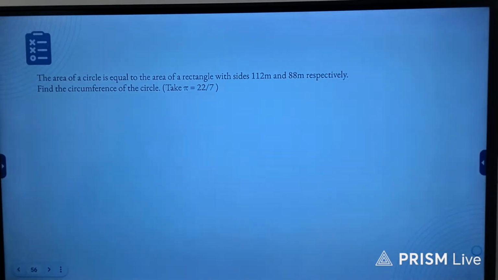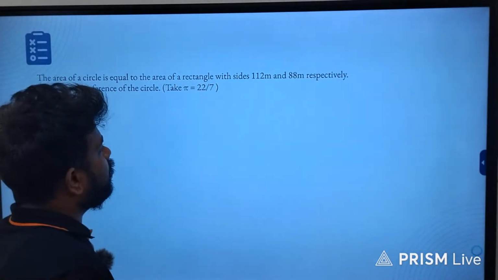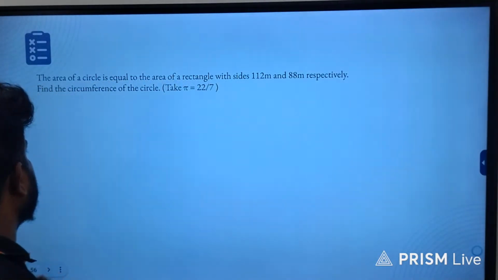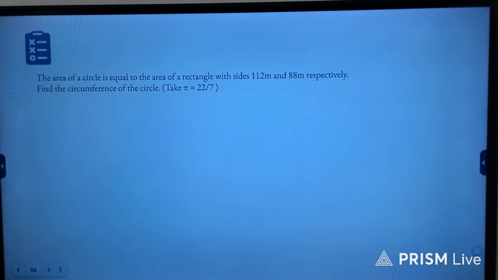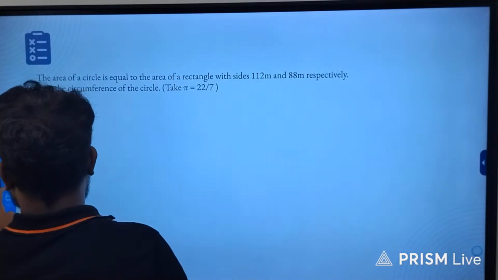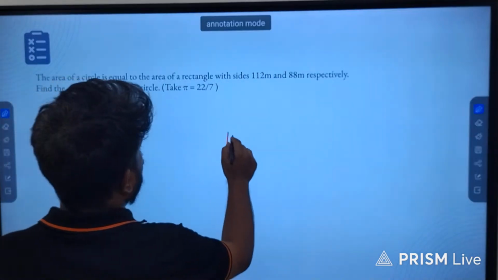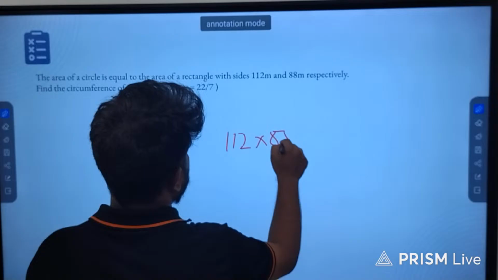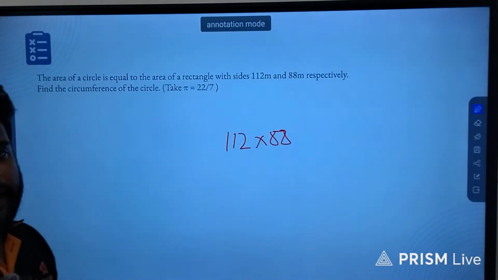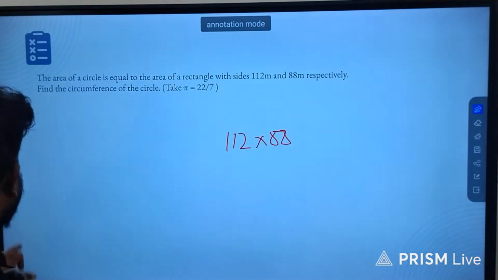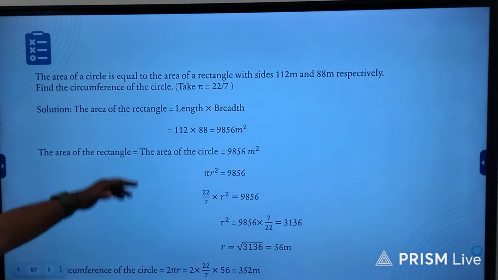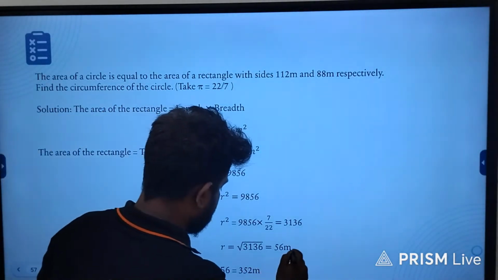The area of the circle is equal to the area of a rectangle with sides 112 meter and 88 meter respectively. Find the circumference of the circle. So for that, first find the area of the rectangle, that will be 112 into 88, and that will be the same as pi r square, and from that find the value of r and find the 2 pi r. Just like this, okay, like this process.